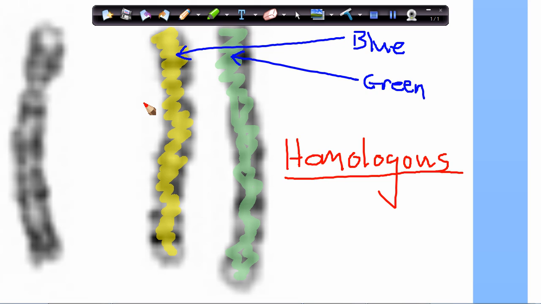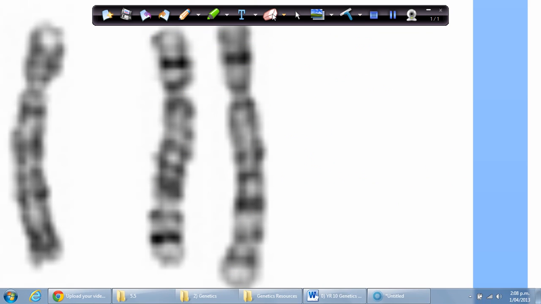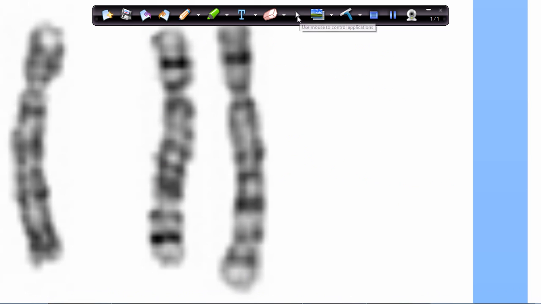So for each homologous pair, one member came from mum and one member came from dad. They have genes for the same thing, same size, same shape. That's the key thing for your homologous chromosomes. So a karyotype is a picture showing the chromosomes arranged in their homologous pairs from largest to smallest. So let's look a little bit more at these homologous pairs and this idea that there are different versions of genes for the same thing on them. So we'll move on. Let me grab my mouse.